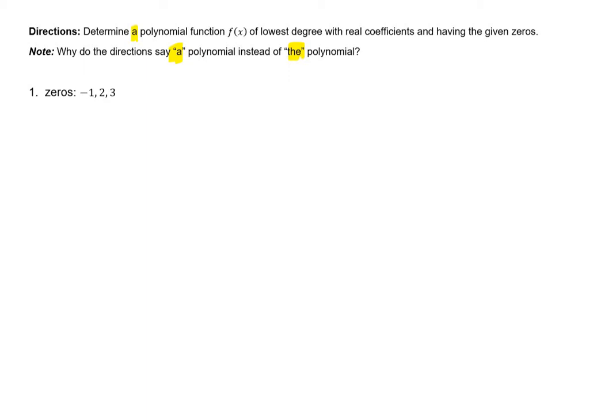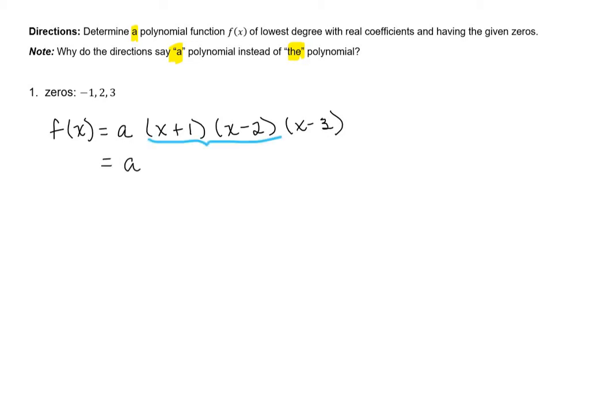In problem 1 here, I'm given the zeros of -1, 2, and 3. So I know my general form for this function is going to be some constant a times x plus 1 times x minus 2 times x minus 3. So I'm going to take these first two factors and multiply them together. So I'll have x squared minus x minus 2. And then I'm going to multiply the x minus 3 times the x squared minus x minus 2.